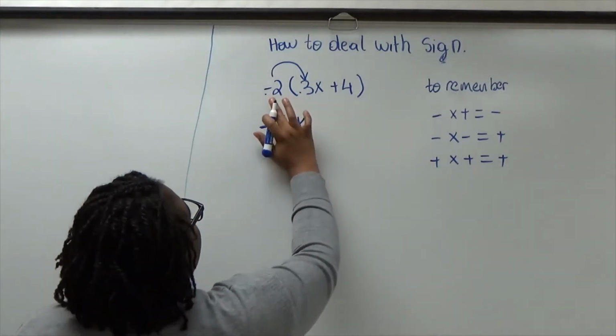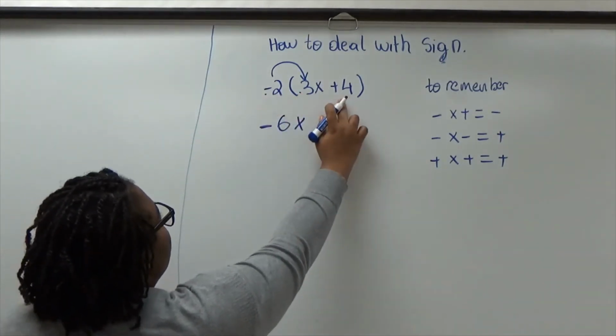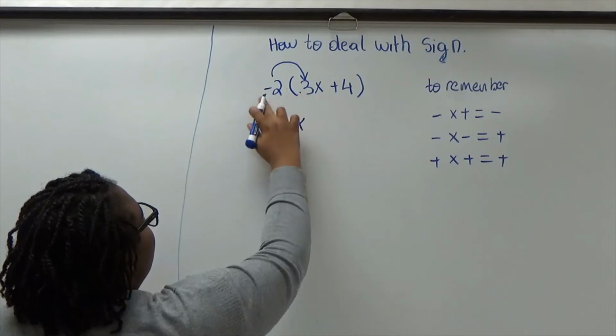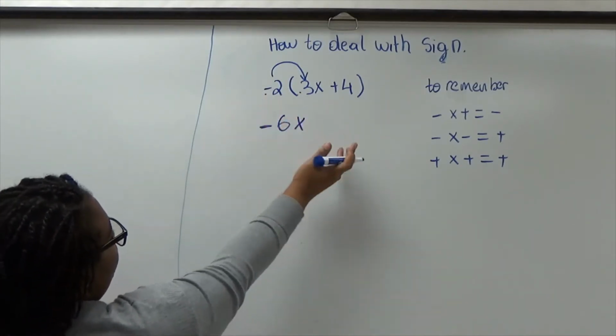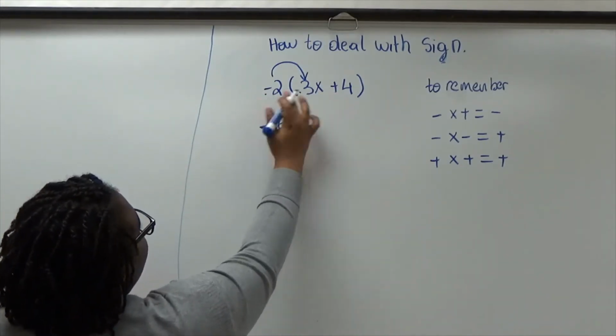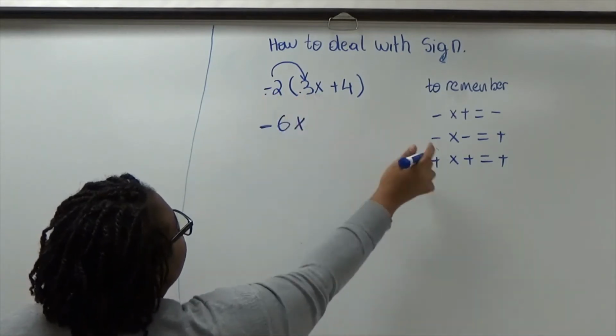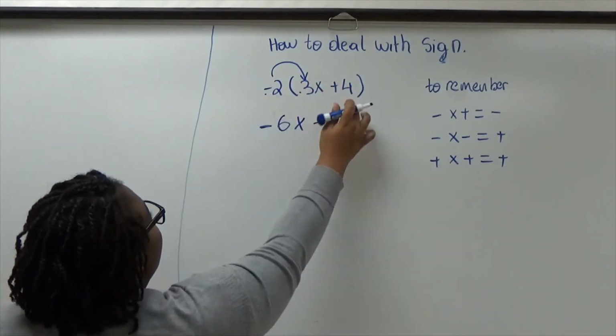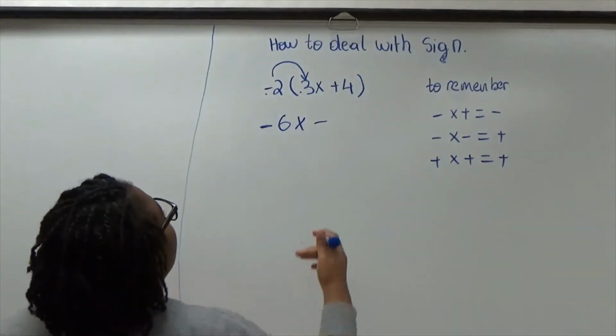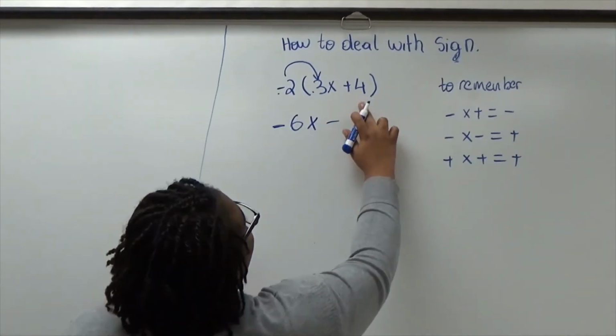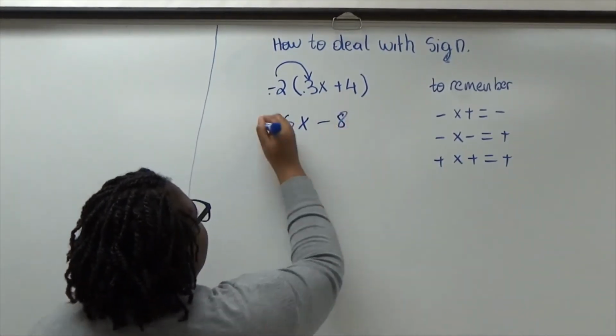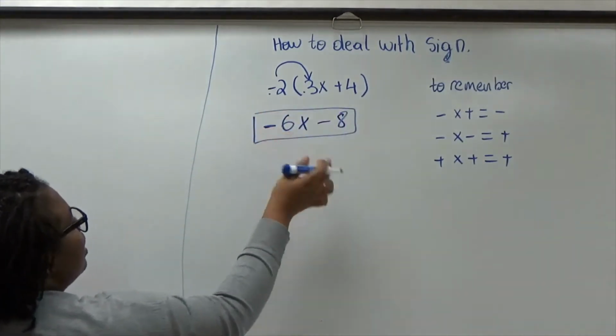And now I have here a negative and a positive. So the first thing to do is to look at the sign. I have here a negative and I have a positive. So my sign is going to be a negative. And I'm just going to multiply the numbers. And 2 times 4 is 8. That's why I have this answer with a negative.